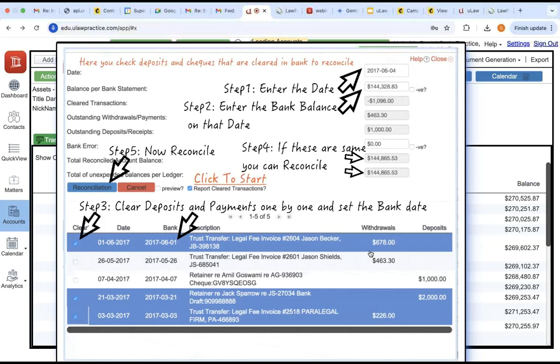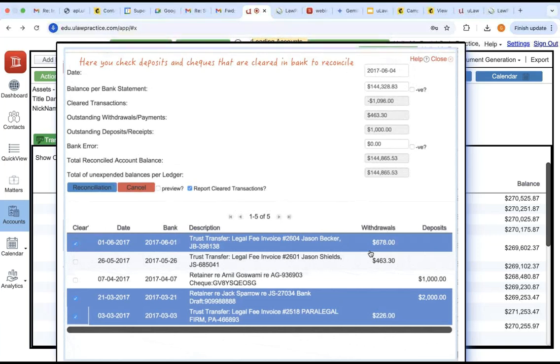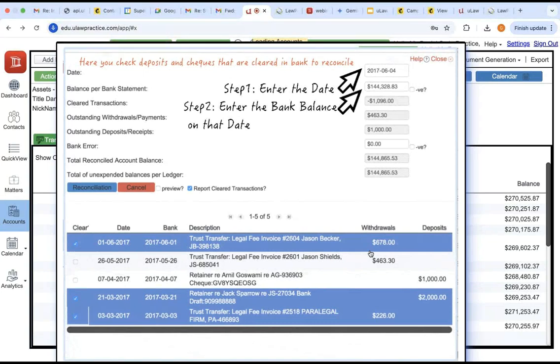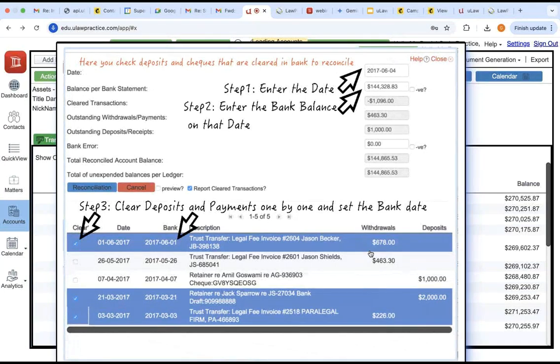And when it comes to the reconciliation tab, it's super simple that you enter the date, you enter the amount, which is the balance as per the bank statement. Then you see all the transactions in your bank account. You see that in your uLaw account. You start clearing them because reconciliation is not that difficult.